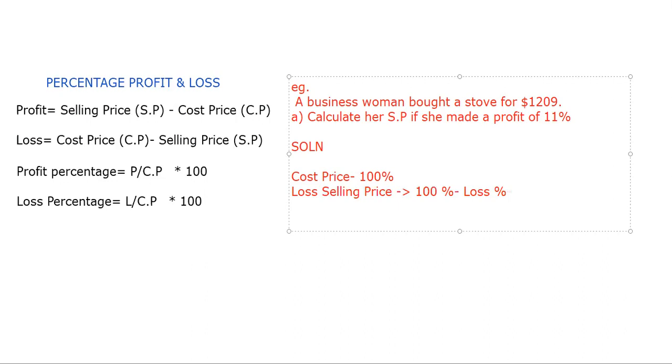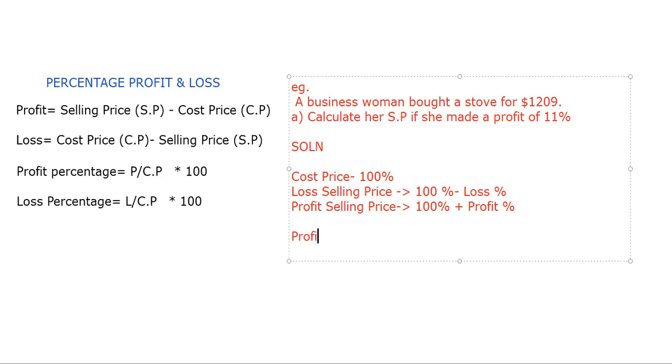And your profit selling price would be the inverse of that. It would be 100% now plus your profit percent. So in this case, what do we have? She made a profit. So her profit selling price would be what?